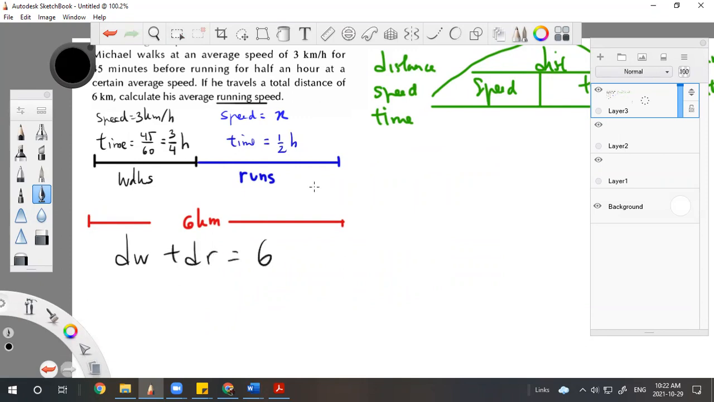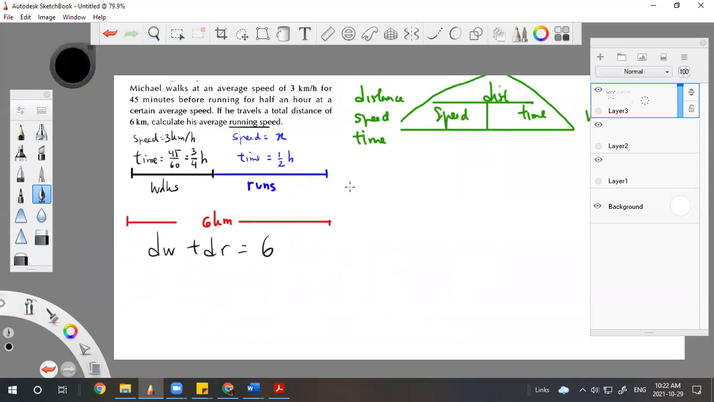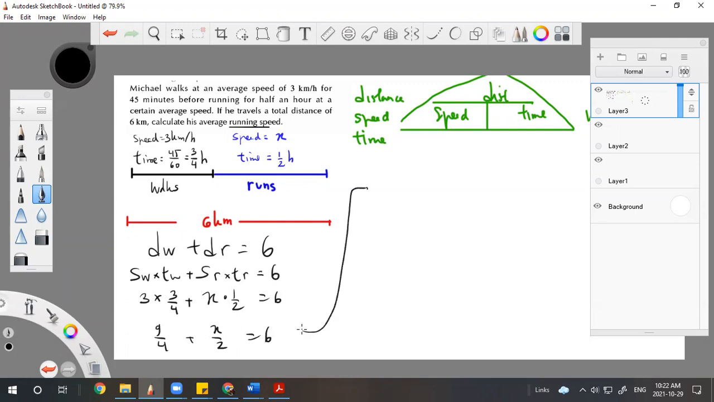That's the idea. Distance of walking is speed of walking times time of walking, plus speed of running times time of running. Speed of walking is 3, it is given, times 3/4, plus speed of running, unknown, you put x, times time of running 1/2, equals 6, right? So 9/4 plus x/2 equals 6. Now x/2 equals 6 subtract 9/4. It's the same in the end, just easier once you're used to it.